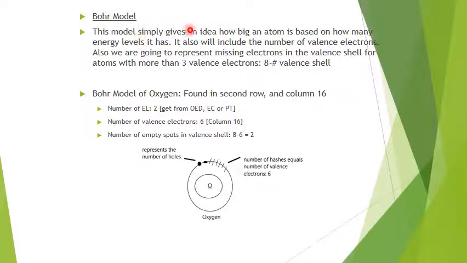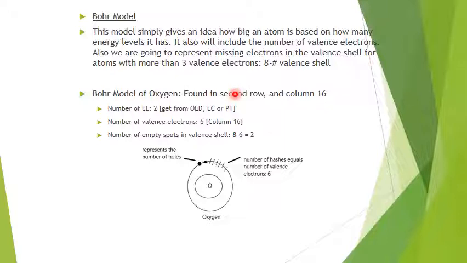Bohr model simply is this. It tells basically how big an atom is. And how big an atom is is determined by how many energy levels it has. The more energy levels you have, the bigger the atom. It's also going to include the valence electrons. And what we're also going to do is, often, for the valence shell, if there's electrons missing from it, we will incorporate them as well. So let's start out with oxygen. And what we're going to do is use the periodic table to figure out the Bohr model.